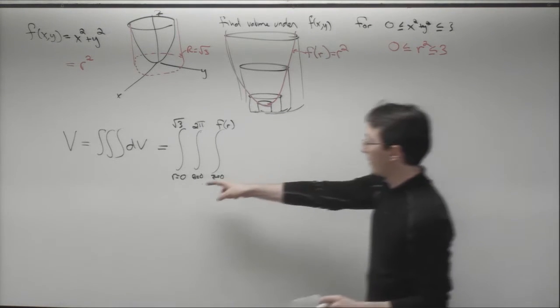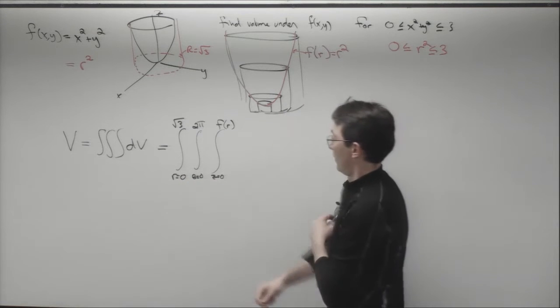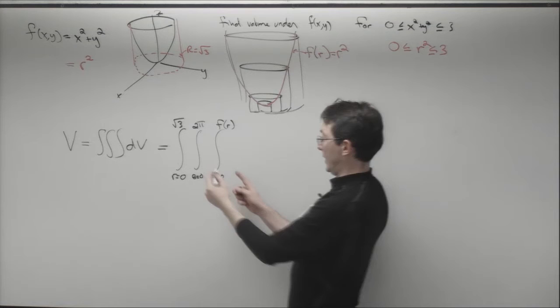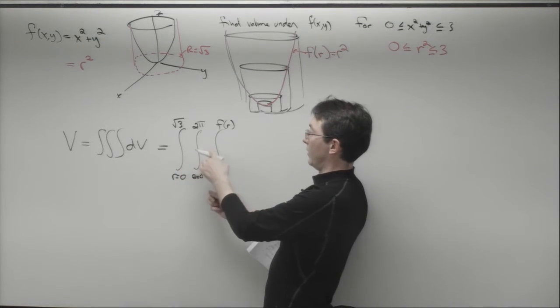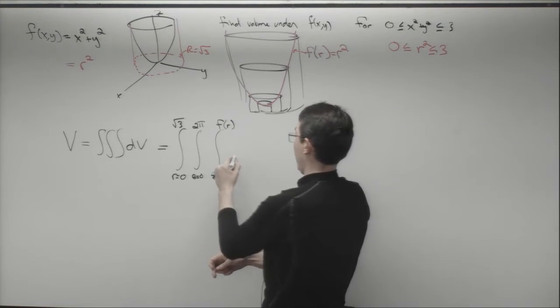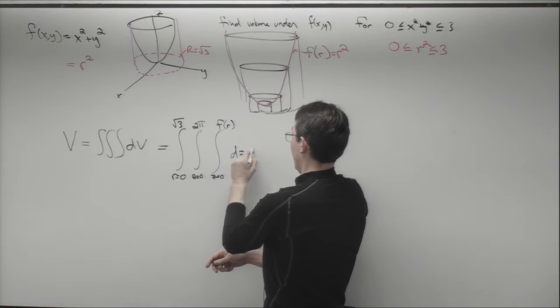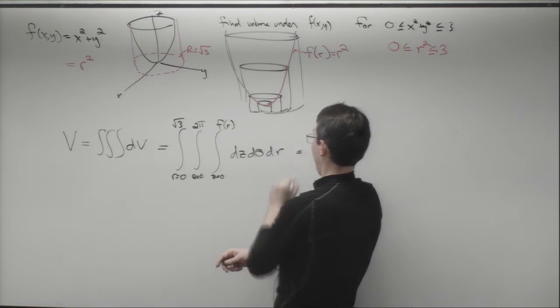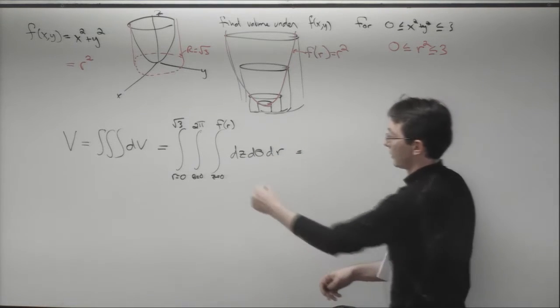That's just a fancy way of saying that for each radius between 0 and root 3, I'm going to take a cylindrical shell of height f of r. And this is dz, d theta, dr. So what's the integral of dz?